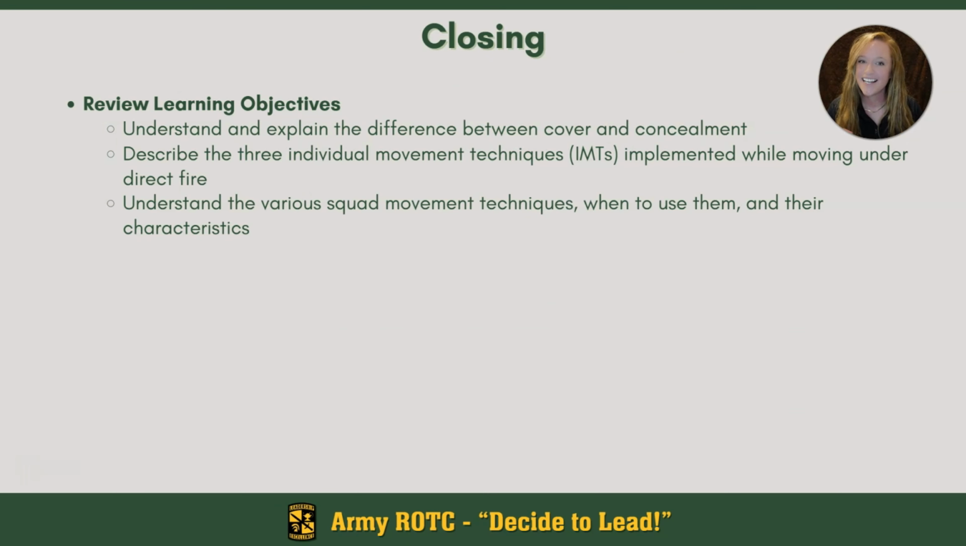All right, very good. Now I hope that you feel a little bit more confident with those learning objectives we talked about at the beginning. Can you understand and explain the difference between cover and concealment? One stops bullets, one stops you from being seen. Can you describe those 3 individual movement techniques that we implement while we're moving under fire? Essentially, remember, they're high crawl, low crawl, and the rush. And do you understand the various squad movement techniques, when to use them, and their characteristics of control, dispersion, speed, and security? Remember, those are traveling overwatch, and bounding overwatch, which can be done in alternate and successive bounds.